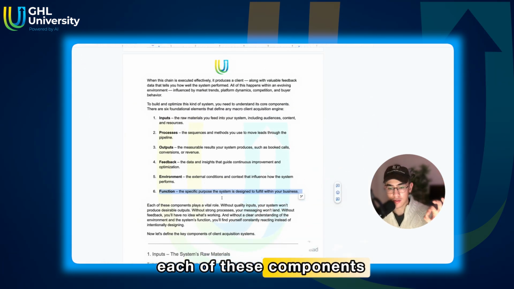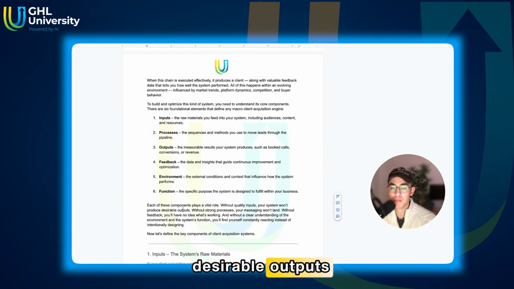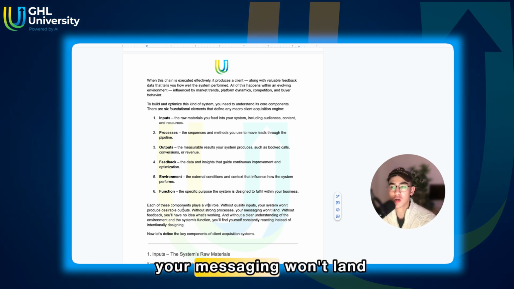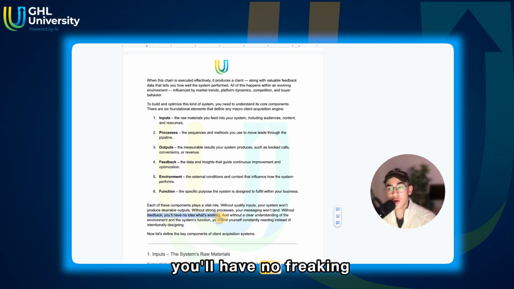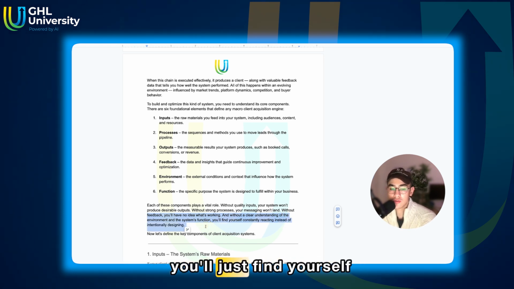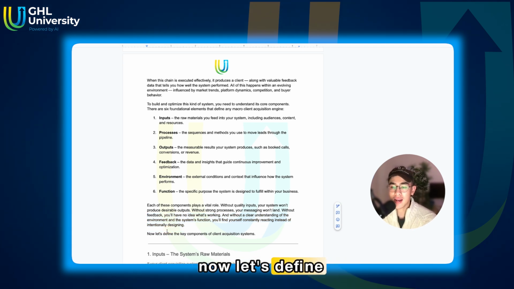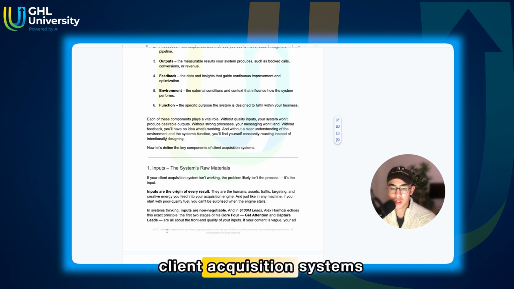Each of these components plays a vital role. Without quality inputs, your systems won't produce desirable outputs. Without strong processes, your messaging won't land. And without feedback, you'll have no idea what's working. And without a clear understanding of the environment and the system's function, you'll just find yourself constantly reacting instead of intentionally designing. Now let's define these key components of client acquisition systems.